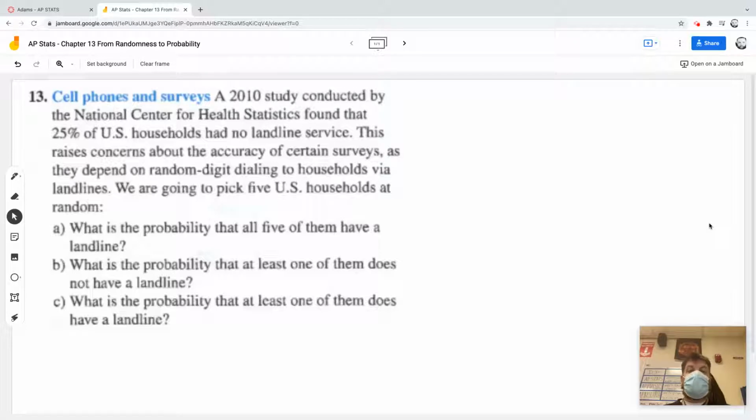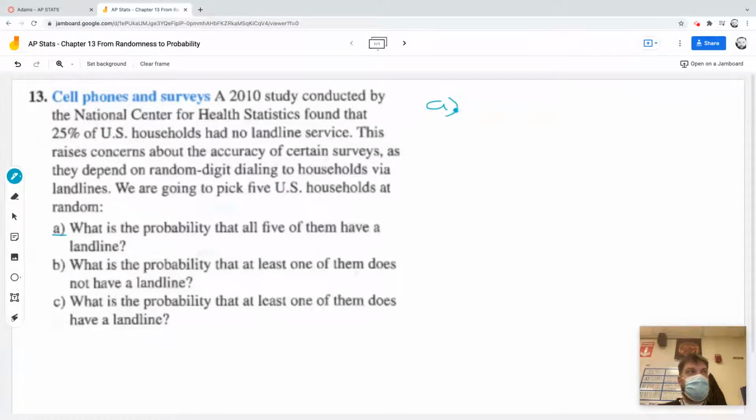We're going to pick 5 U.S. households at random. And it says, what is the probability that all 5 will have a landline? Well, let's just start there. So for part A, what's the probability of them all having a landline?